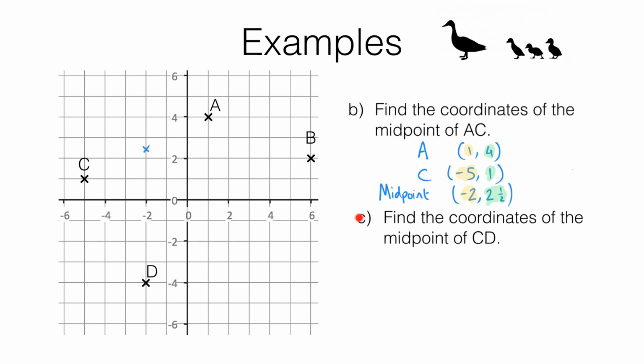Now let's move on to question C. We want to find the midpoint of CD, where C has coordinates (-5, 1), and D has coordinates (-2, -4). Pause the video and see if you can find the midpoint for yourself. Here's what you should have got. The midpoint is going to be -3.5, or -7/2 if you prefer an improper fraction. And it will have a y coordinate of -3/2 or -1.5.